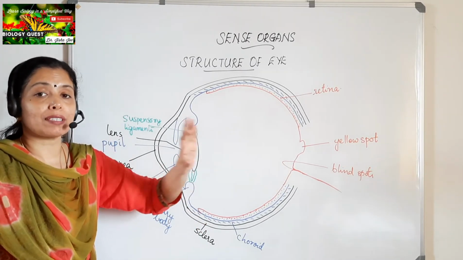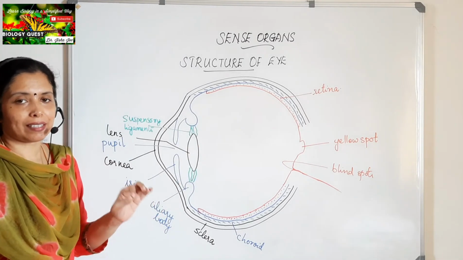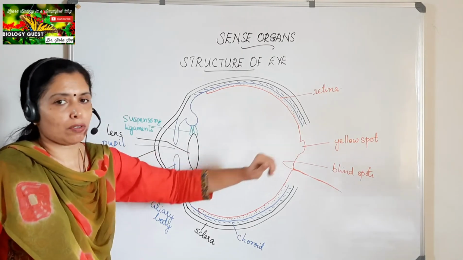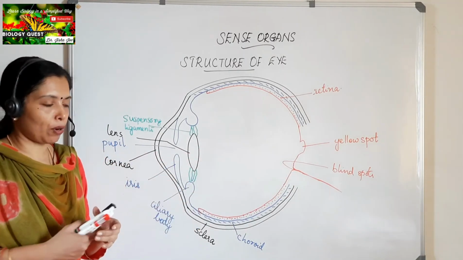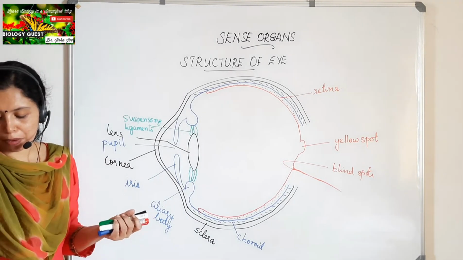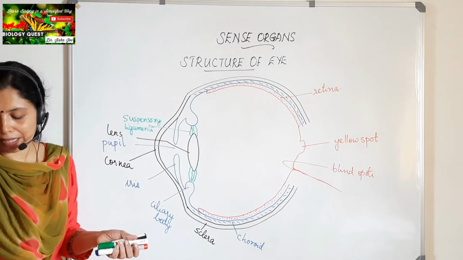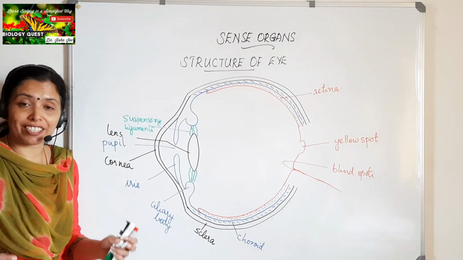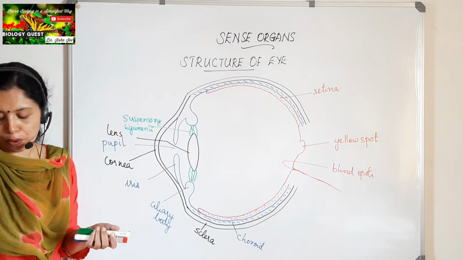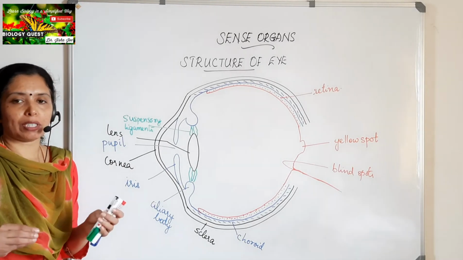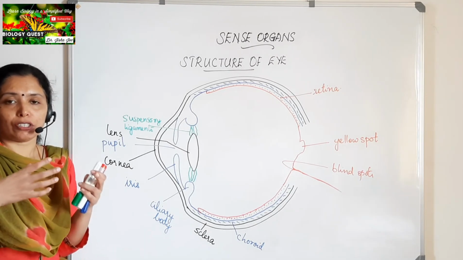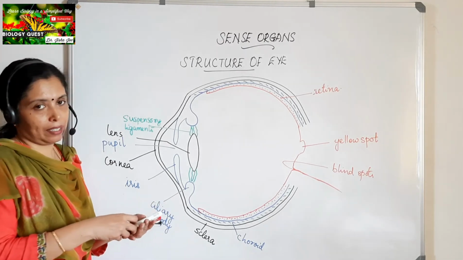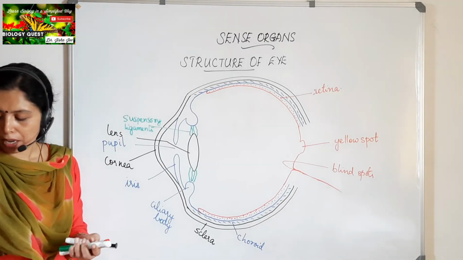So the blind spot will not have any sensory cells. It should be a little below the yellow spot, so it is drawn a little below the yellow spot. That is the blind spot, and remember, it is the region where no sensory cells are present. Since no sensory cells are present, no vision is possible at the blind spot, and it is the region at which all the nerve fibers join together, converge and come out of the eye as the optic nerve. So that is with regard to the blind spot.